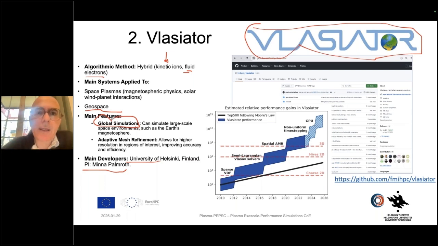There are a number of algorithmic advancements that make this code extremely interesting, that you see here in this very nice plot made by the Vlasiator team. And you see here different algorithmic improvements over the years, and you see some steps.